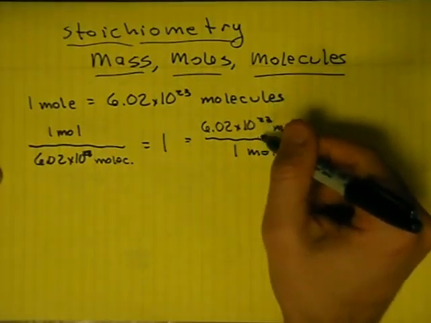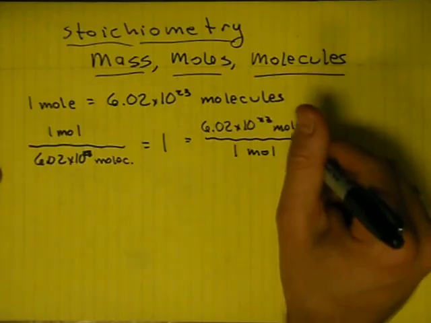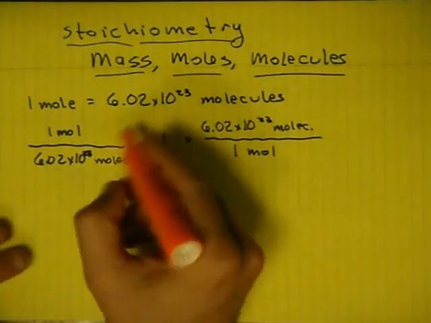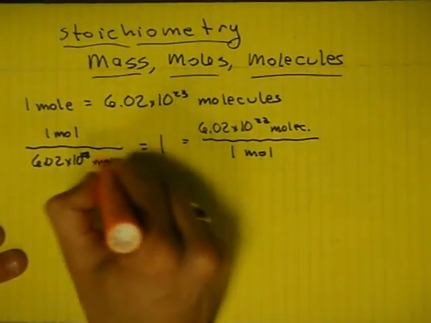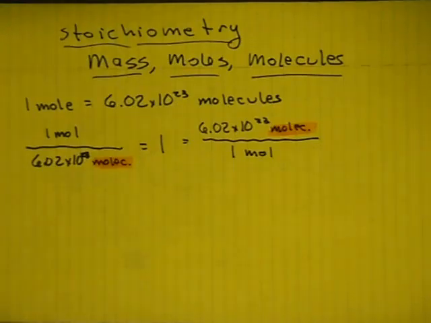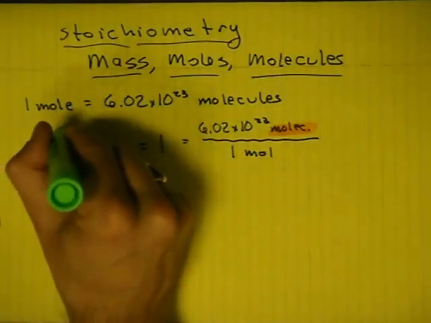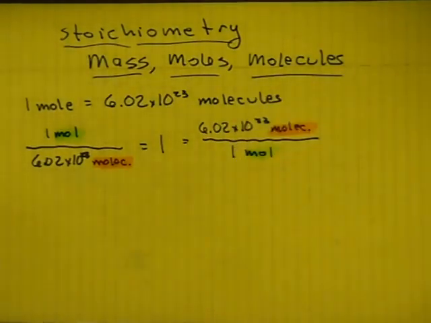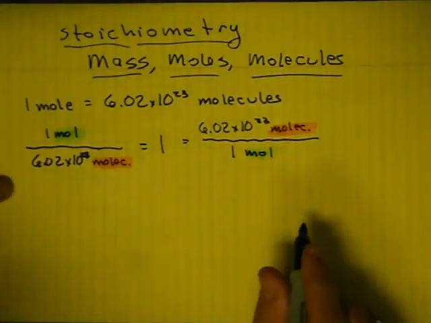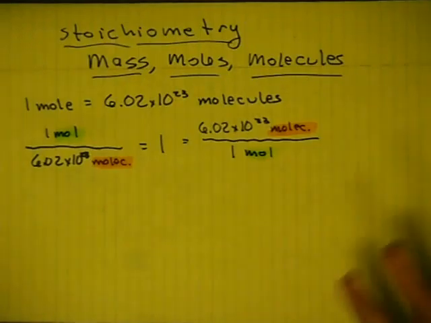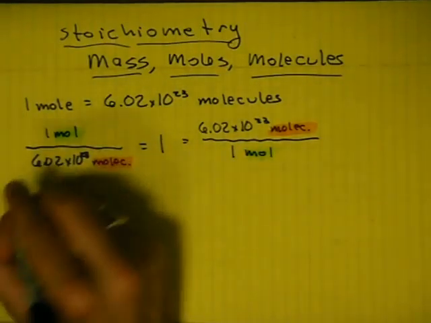Again, as we said before, you've got two things that are equal to each other, but you have different units. So here, we've got molecules, and we have moles. So two different types of units, but they represent the same thing. And so the way that we use this is to convert actual quantities.